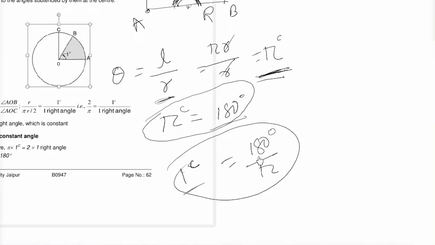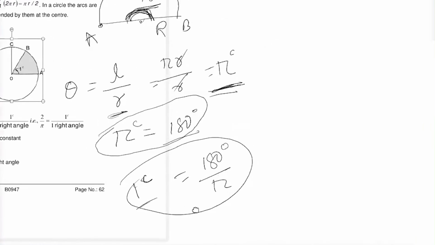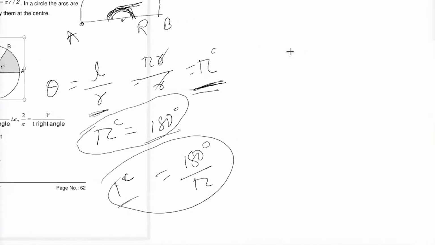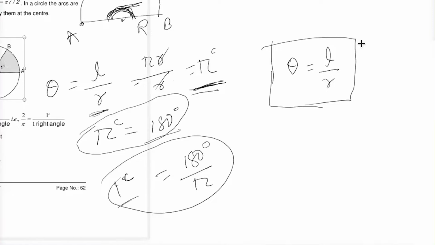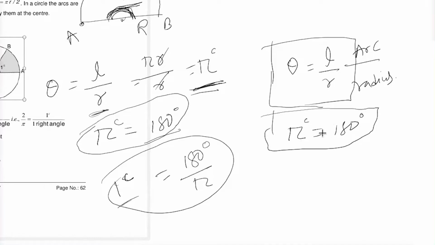From here there are two relations we got, which you have to always remember. Theta is always equal to L by R. Whenever you want to calculate an angle, you have to divide the arc by its radius. And pi radian is equal to 180 degrees. Whenever you want to convert degree to radian and radian to degree, you have to use this formula. So these are two main things.